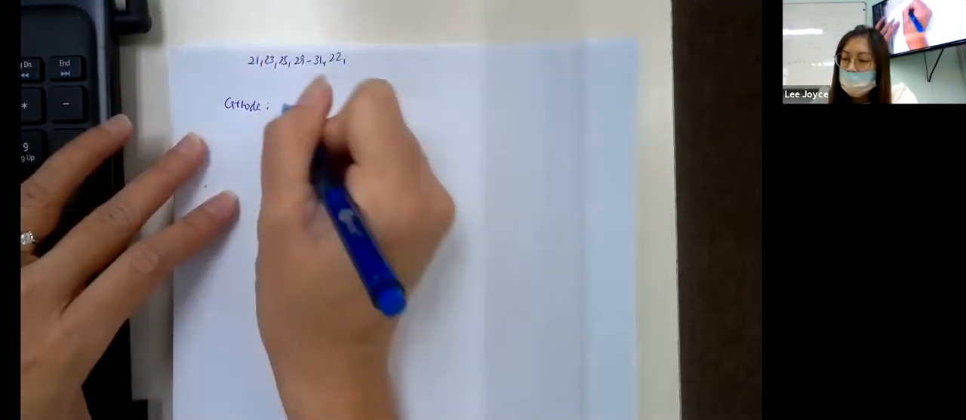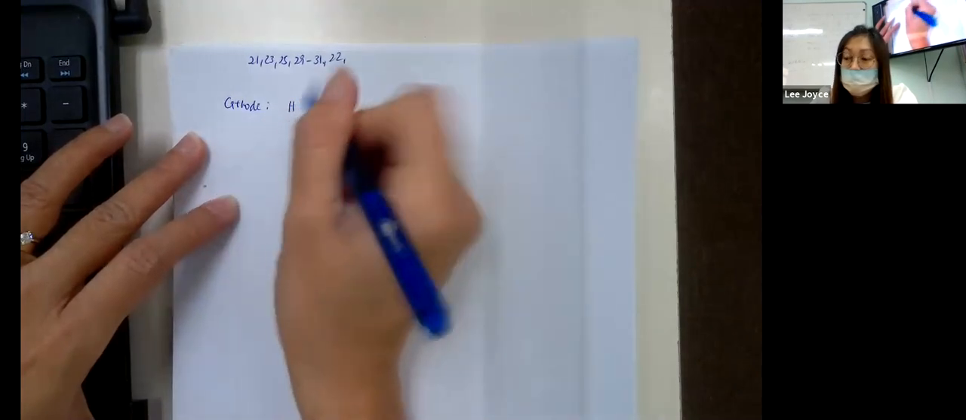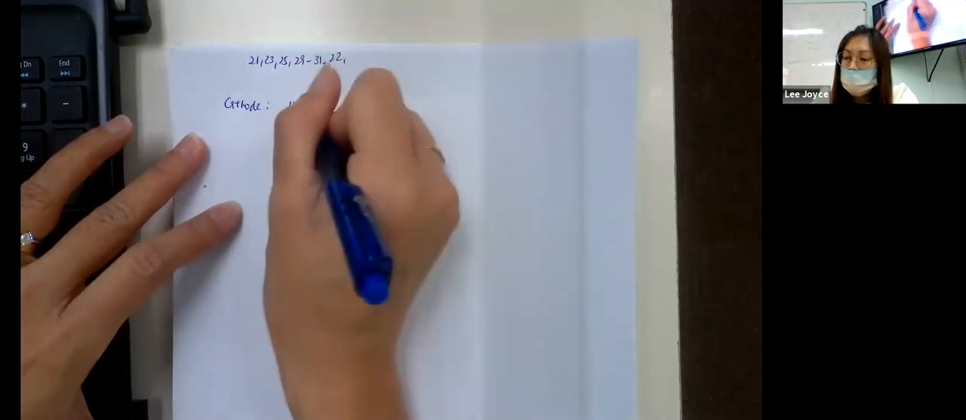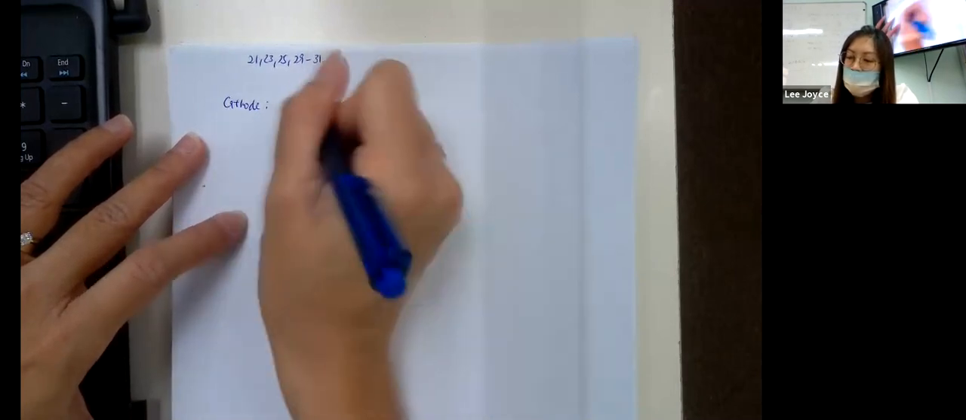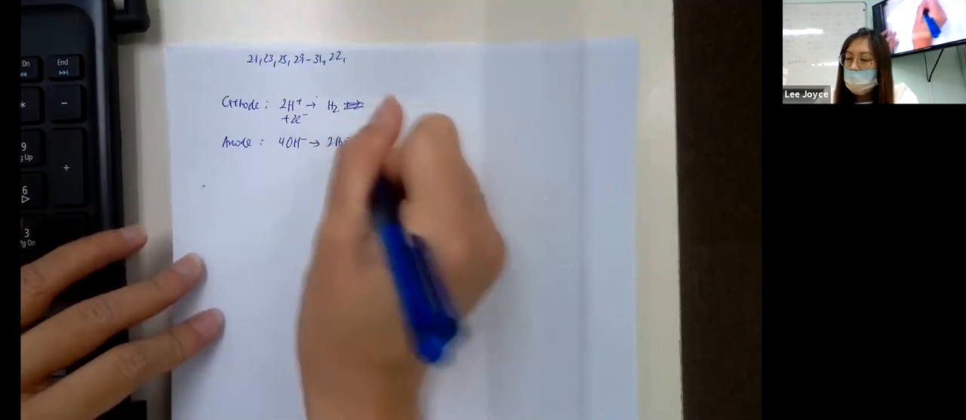Okay, so at the cathode, we will have the cation. What is the cation that's doing a discharge? That will be the H plus. H plus to give H2 and 2 moles of these electrons, right? So 2H plus plus 2e minus gives H2. And then what about at the anode? So at the anode, we will have the OH minus being discharged: 4OH minus gives 2H2O plus O2 plus 4e minus.